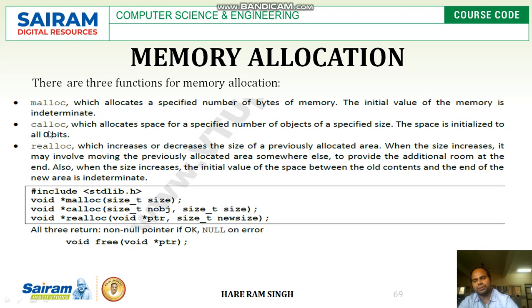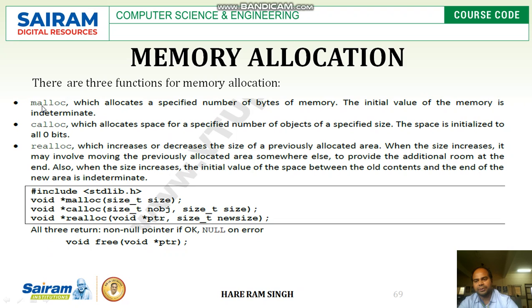The next memory allocation function is calloc. Calloc allocates space for a specified number of objects of a specified size. The space is initialized to all 0 bits. Initially all the space of the objects will be initialized with 0 bits.